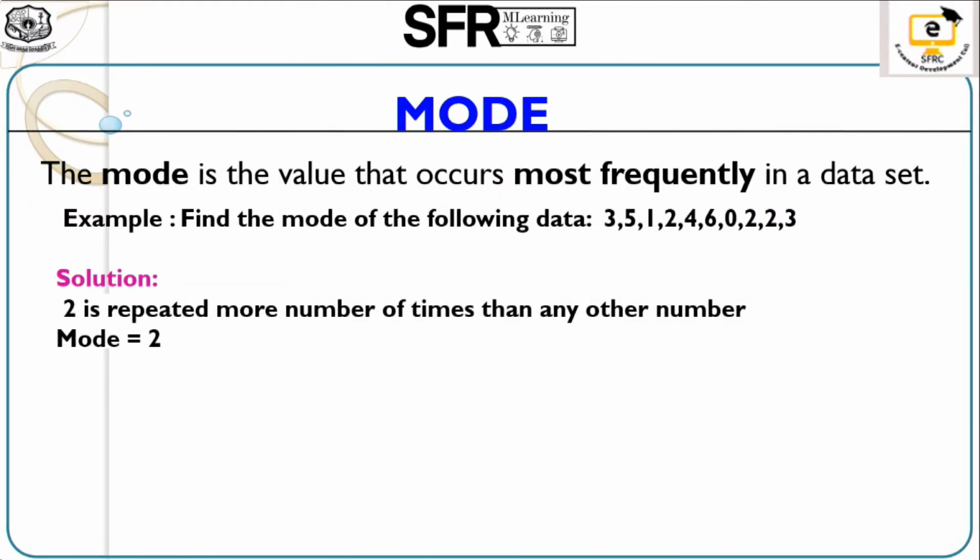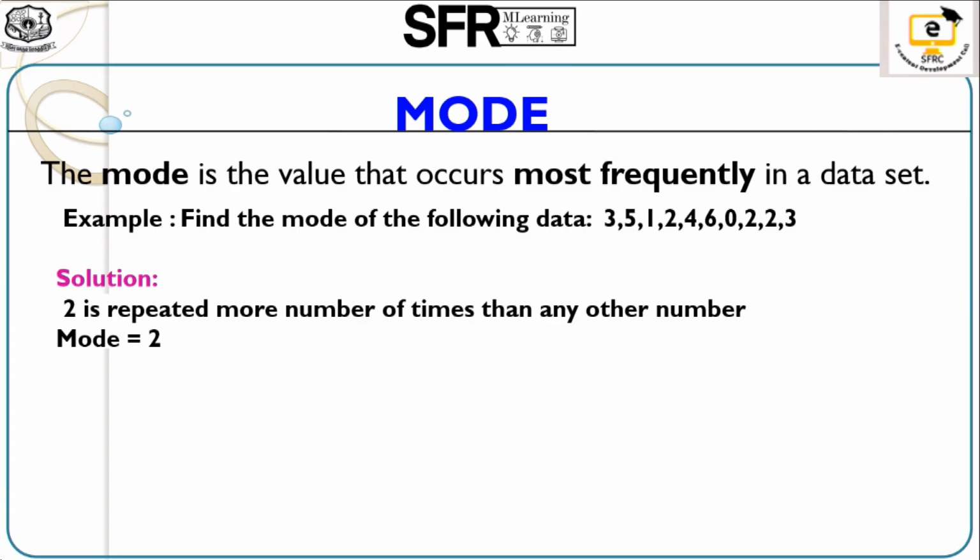Mode is the value that occurs most frequently in the data. See one example: find the mode of the following data: 3, 5, 1, 2, 4, 6, 0, 2, 2, 3. Here the number 3 occurs twice, the number 5 occurs once, the number 1 also occurs once, and 2 occurs 3 times, the most number of times.